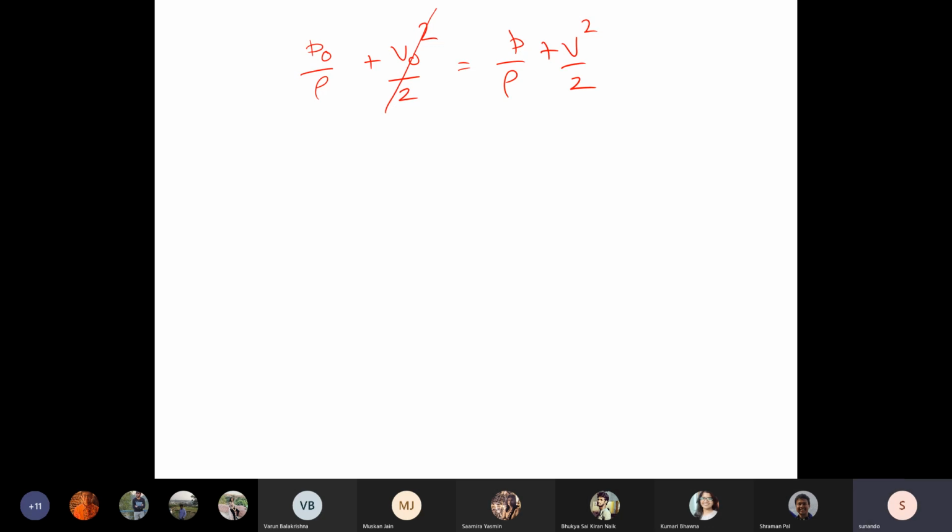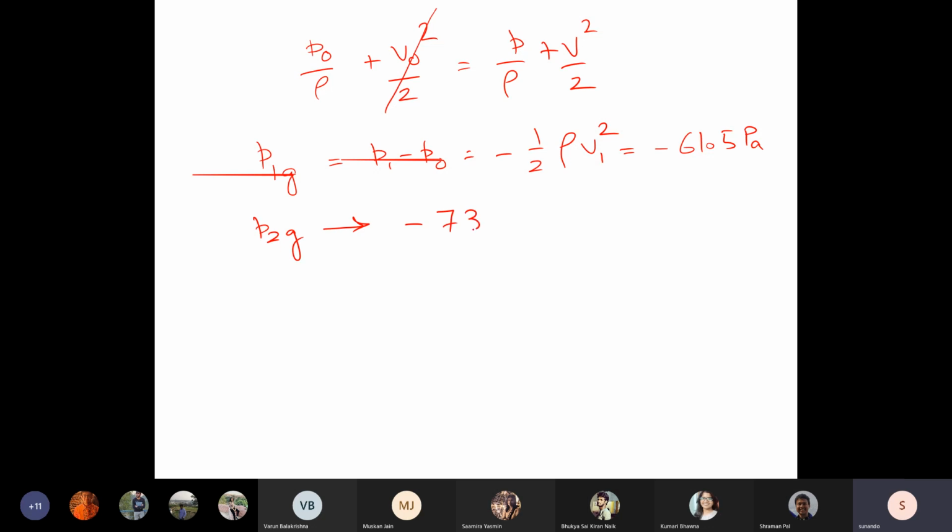If I try to find out what is the pressure at location 1, and I emphasize that this is the gauge pressure, this would be P1 minus P naught, and it would simply be equal to minus half rho V1 square. So if you put the values in there, this would be minus 61.5 pascals. And similarly, you should be able to write what is P2G, the gauge pressure at 2, which would be equal to minus 73 pascal. So these are the two pressures that you would obtain simply by invoking Bernoulli's equation and the concept of displacement thickness.